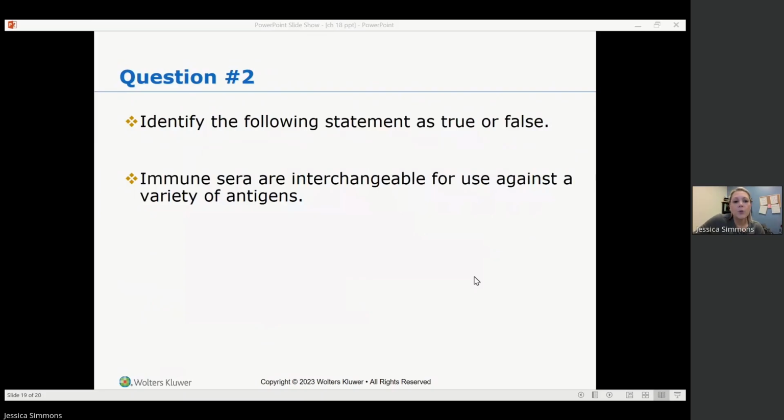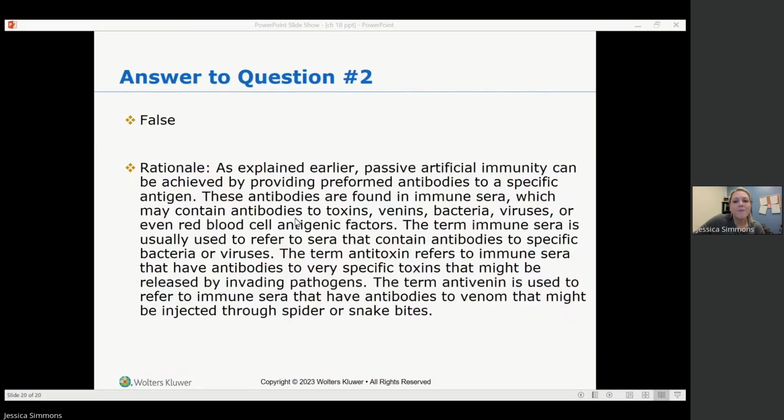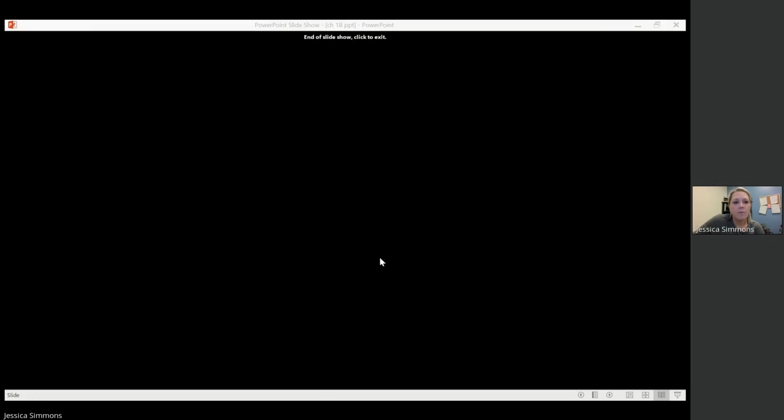So, true or false, immune sera are interchangeable for use against a variety of antigens. That is false. They are extremely specific to the antibodies for what they are fighting.